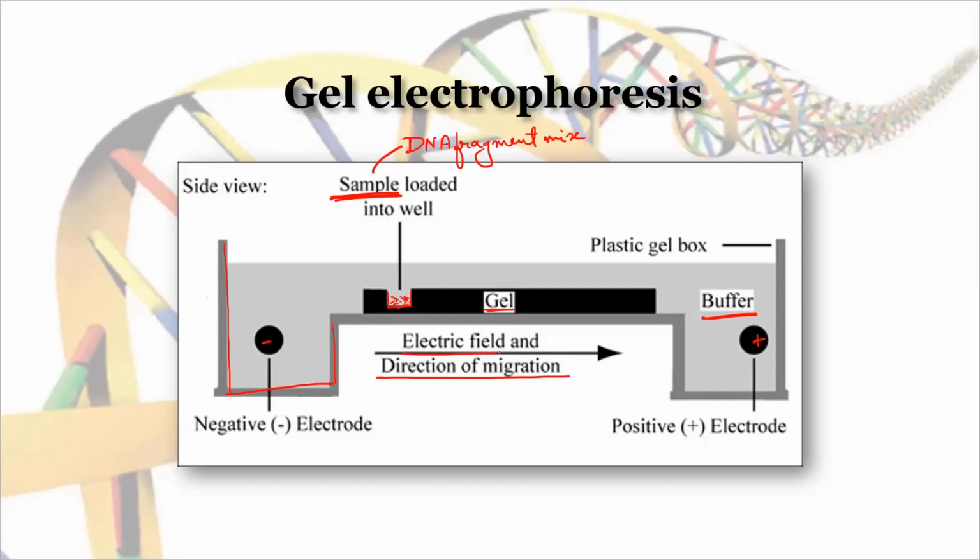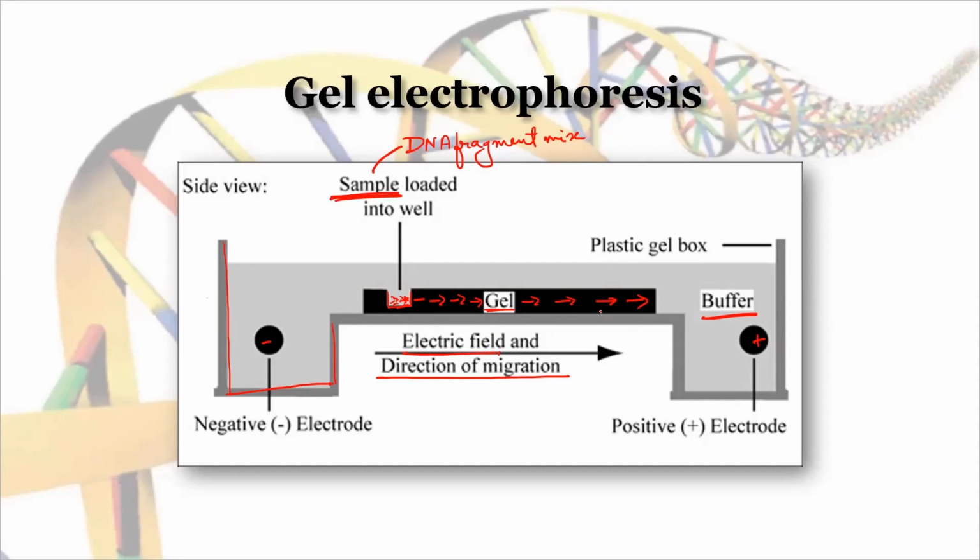Okay. Electric field is generated. Now, since the DNA is a negatively charged molecule, we have put it towards the negative electrode. And because of the electric field, it will be attracted towards the positive electrode. So these DNA molecules will start moving through this gel towards the positive electrode. Okay. Now, this is what is called electrophoresis. Under an electric field, we have made the DNA molecules move forward.